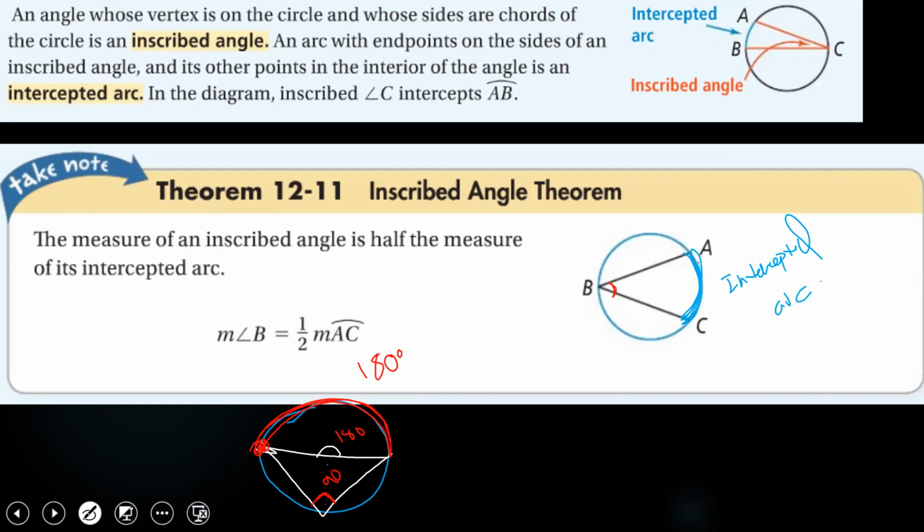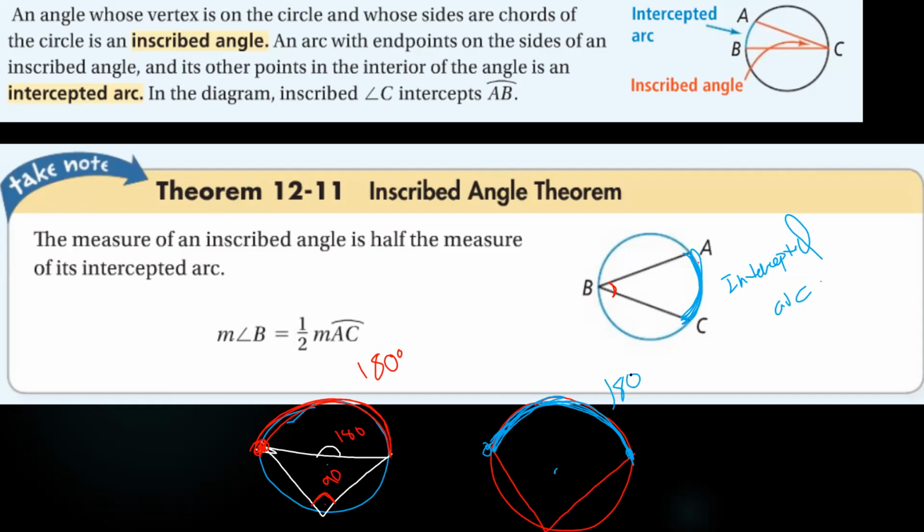If you have this circle here, for this inscribed angle, where's the arc of it? It will be this arc. It starts from this point, ending at this point. Now, if I tell you that this is a semicircle, so its measure is 180. Since it's 180, the measure of the inscribed angle will be half the measure of the arc, which is 90.